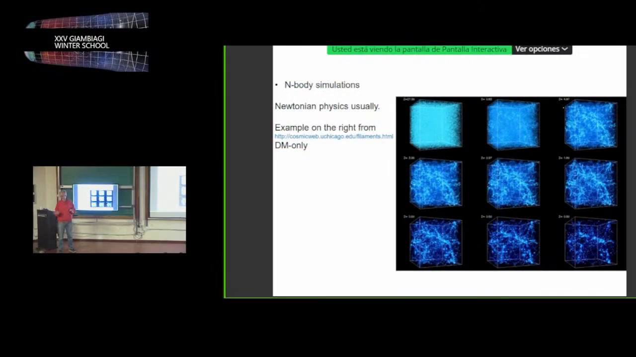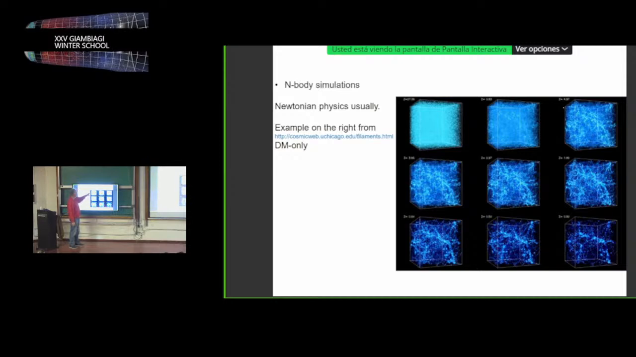This is already old, and this is only dark matter. So each point here is a dark matter cluster of particles. It's not one particle, okay? It's just a dark matter ball, let's say, just to see what happens. And this is only Newtonian physics. There are more sophisticated simulations that use GR, which is important at large scales. But what you see is just amazing. There are movies. You can download movies, I have a movie too, to see this happening, okay?